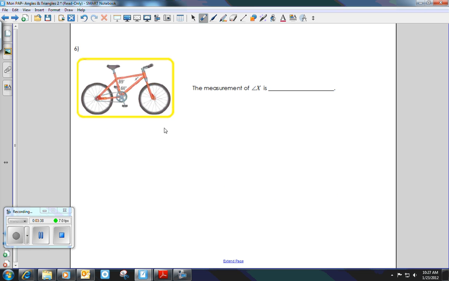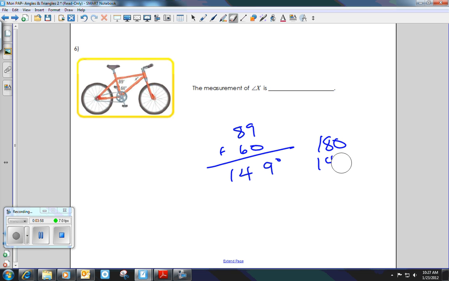Same thing here. I've got two angles. I need to find the third one. So 89 and 60 is what I've got so far. So I've got 149 degrees so far. So to make 180, I'm going to have to subtract that. And that tells me that my last angle should be 31 degrees. All right.